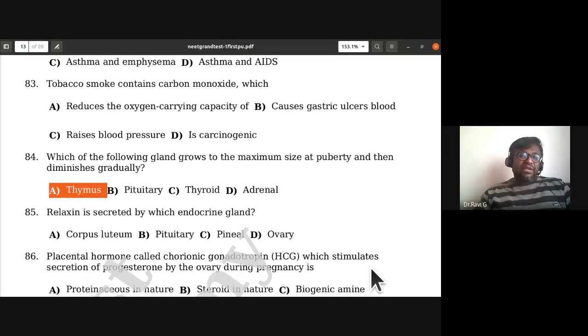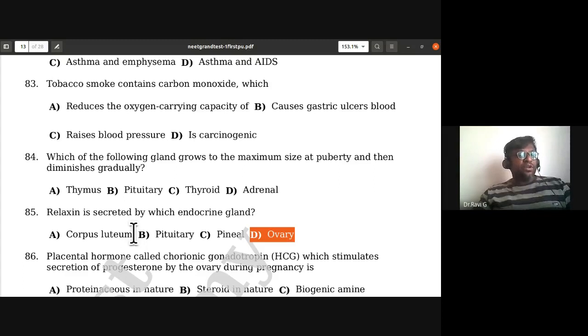Relaxin is secreted by which endocrine gland? So it should be ovary, but they have given the answer as corpus luteum. 85th, the answer is D. Ovary should be the answer. Okay, A is not the answer. D, ovary is the answer. So make a correction of this.